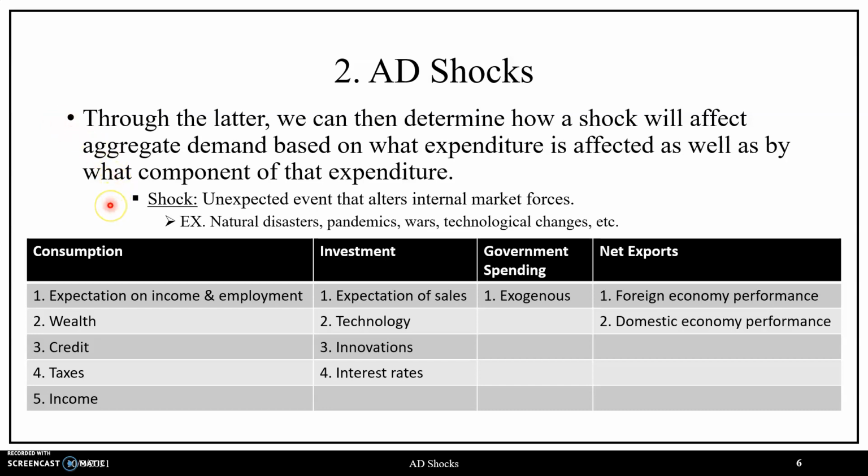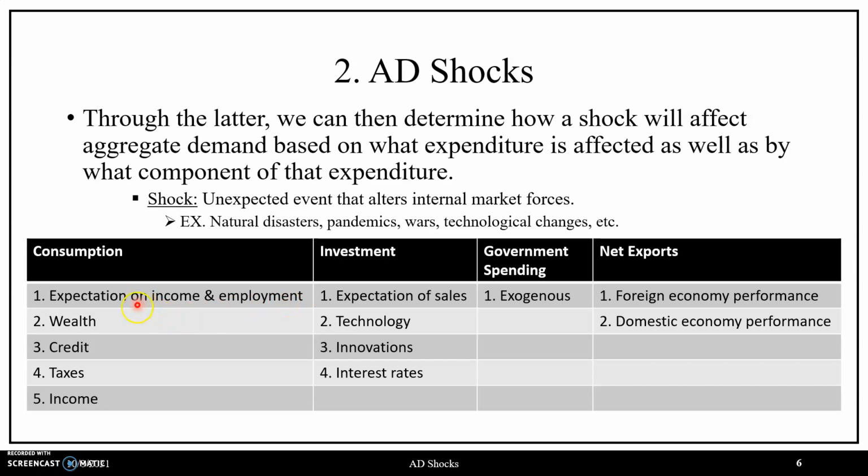Once again, a shock is just going to be an unexpected event that alters internal market forces, where such examples of shocks will be natural disasters, pandemics, wars, technological changes, and things of this nature. Looking at our expenditure accounts and their components, we first have consumption, which is comprised of expectations on income and employment, wealth, credit, and taxes, where items 1 through 4 in regards to consumption make up autonomous consumption, that is, consumption independent of income, and we can think about this in terms of household necessities on goods and services.